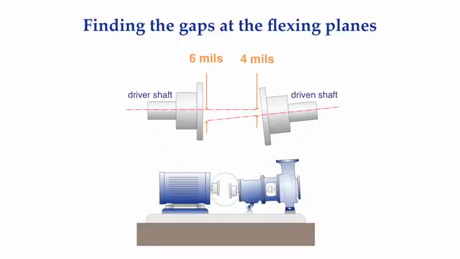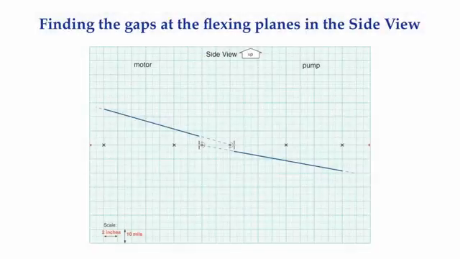Very simply put, alignment models show the misaligned condition in the up and down direction or in the side-to-side direction. So typically, two models are constructed, a side view and a top view. For now, let me show you an alignment model of a motor and a pump in the side view so you can see how and where to measure the gaps at the flexing points. A background grid is used to construct the alignment model.